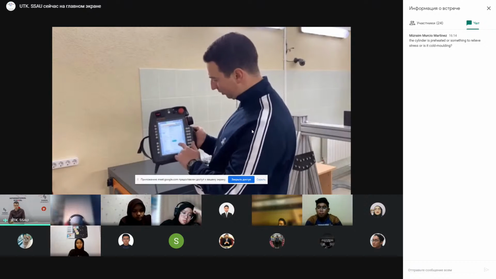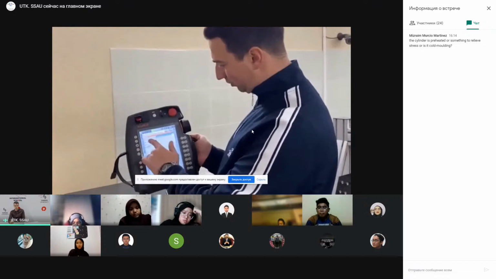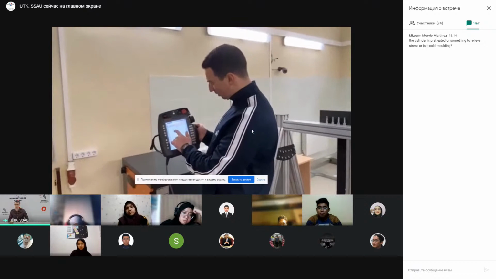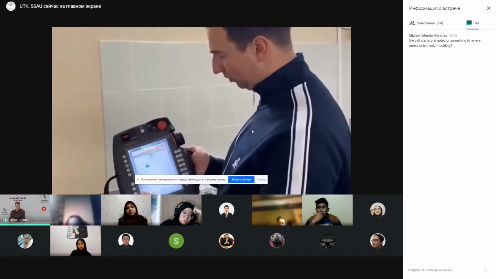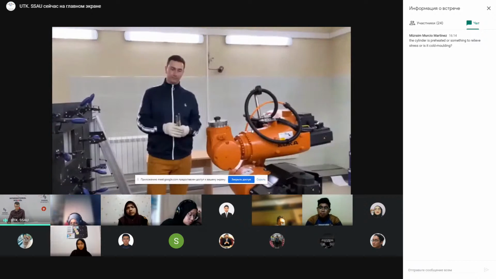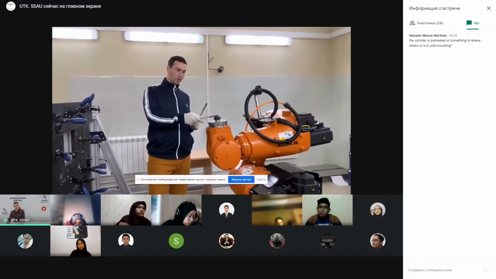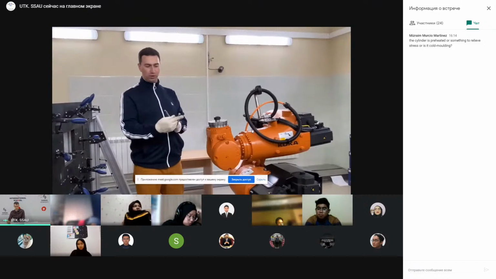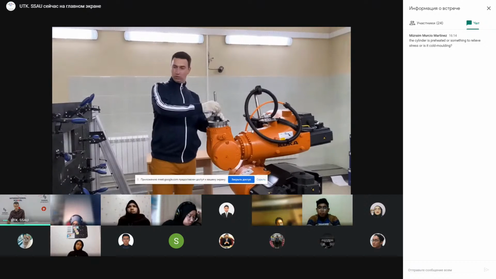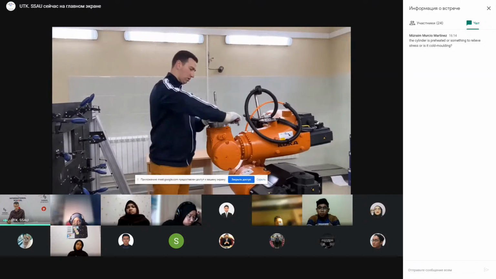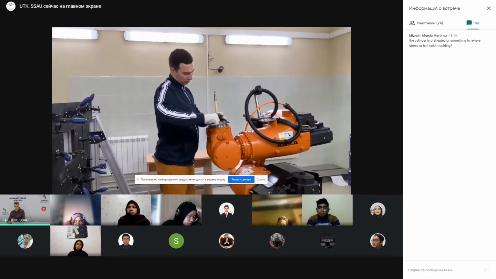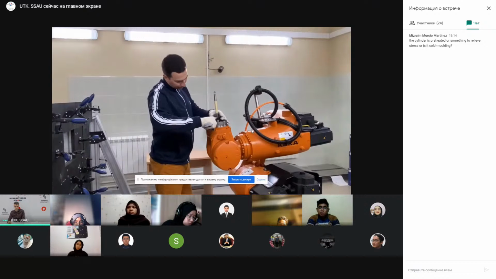Here you can see that we are transferring the control program from a computer, from SprutCAM software, to the control panel of the robot. At our laboratory, we have a KUKA robot. Here we are uploading the program to the robot, and here you can see the tooling which will be used for forming the part. Here we use straight tooling. It can have different diameters. Then we are fixing the tooling on the flange of the robot. It's quite simple.